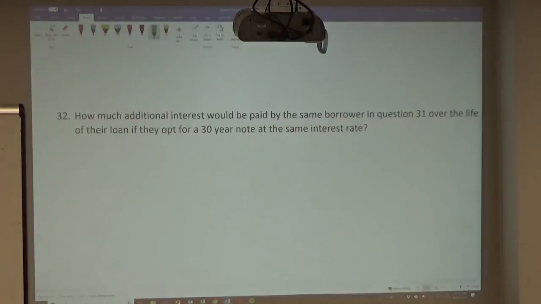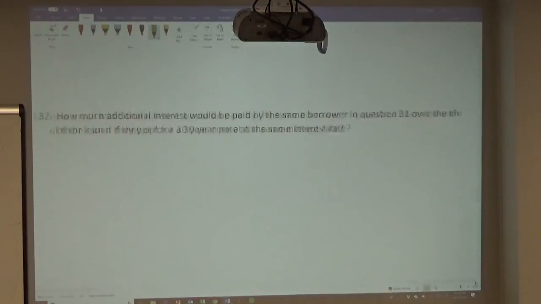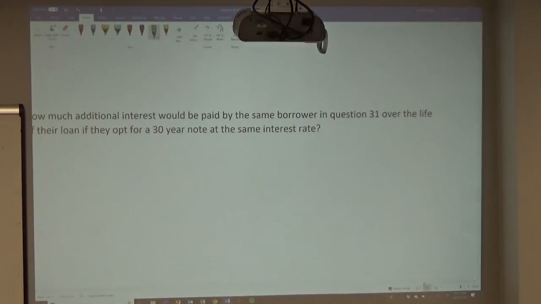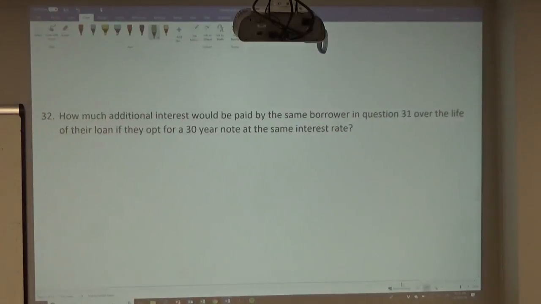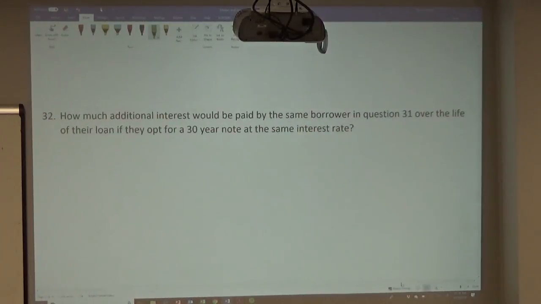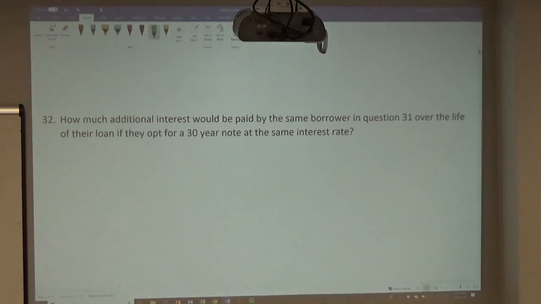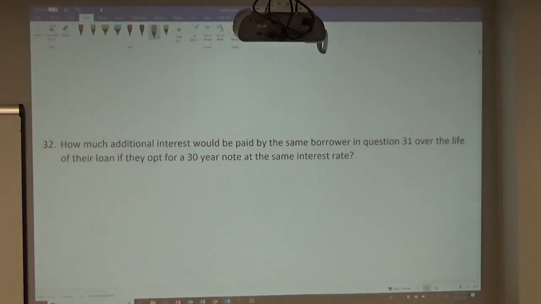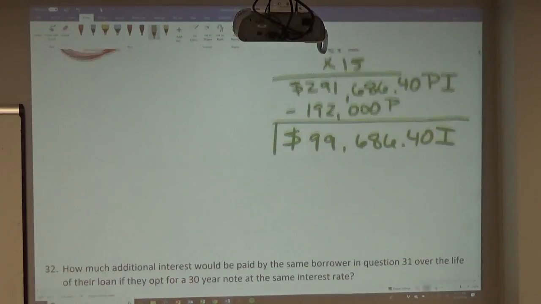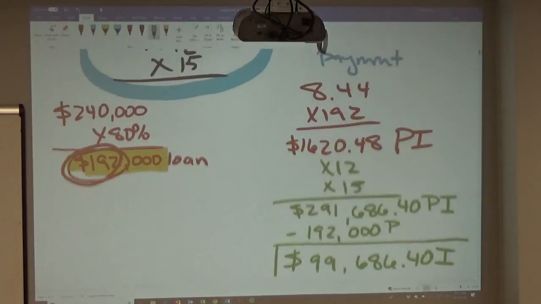Number 32 builds on that question. It says, how much additional interest will be paid by the same borrower in question 31 over the life of their loan if they opt for a 30-year note at the same interest rate? So we have to go back up and look at what we were working with. That same interest rate, except we want to go to 30 years. So let's go back up and look at what our interest rate is.